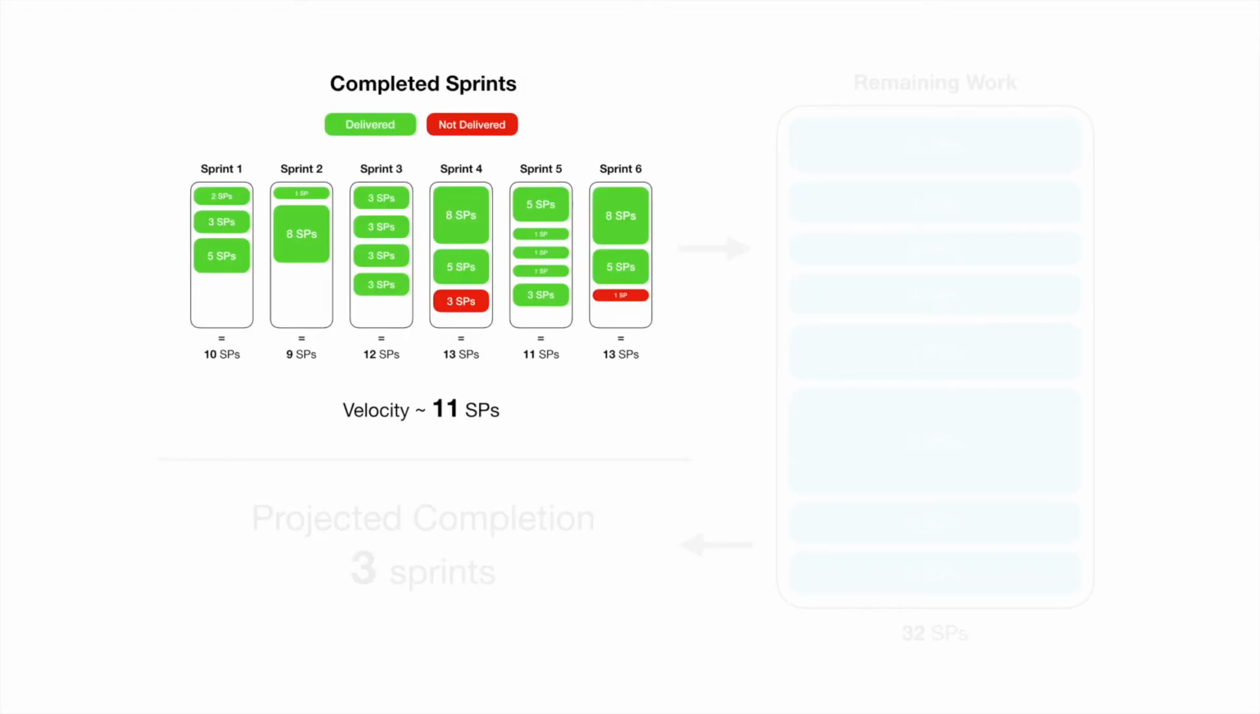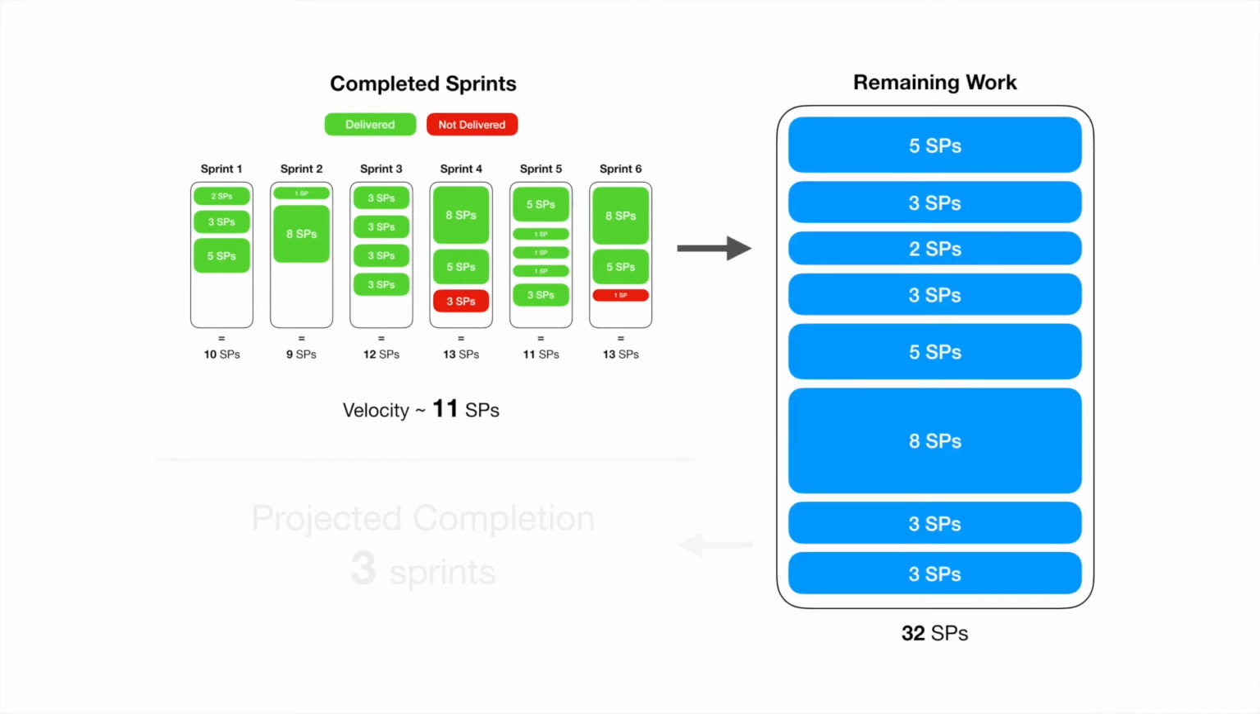Primarily, we use it as a projection tool. So let's look at that same team that has completed 6 sprints and has an average velocity of 11 story points. Now let's take a look at their backlog. They have 32 total story points of work in this backlog. Now let's say somebody asks, when do you think this will be finished? When will we be done with it?